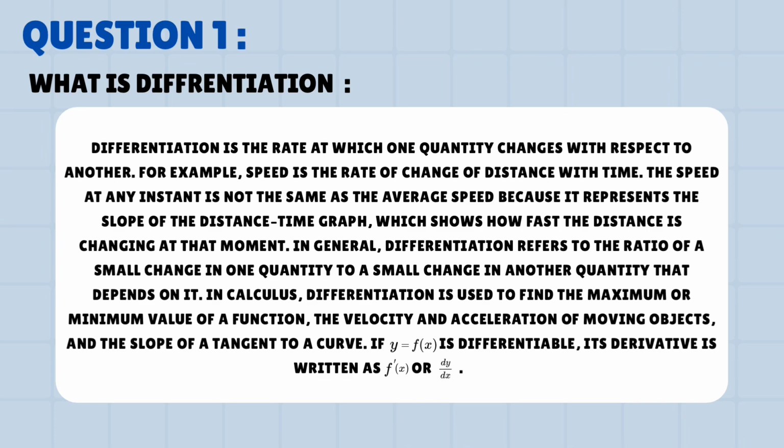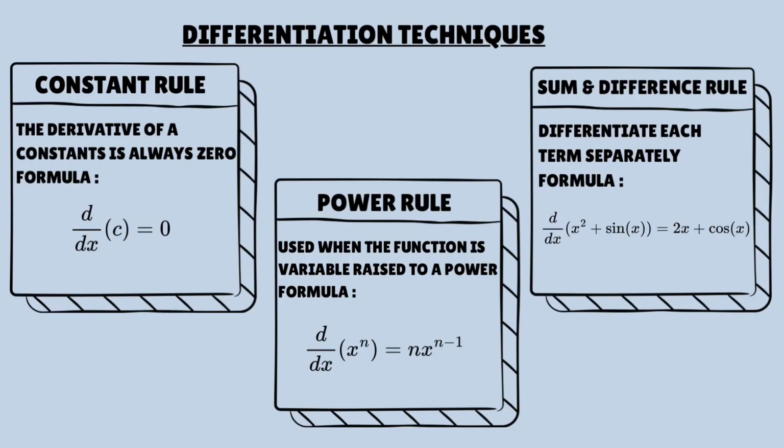In calculus, differentiation is used to find the maximum or minimum value of a function, the velocity and acceleration of a moving object, and the slope of a tangent to a curve. If y equals f(x) is differentiable, its derivative is written as f prime of x or dy over dx. Next, I will show you the 7 differentiation techniques and their formulas.